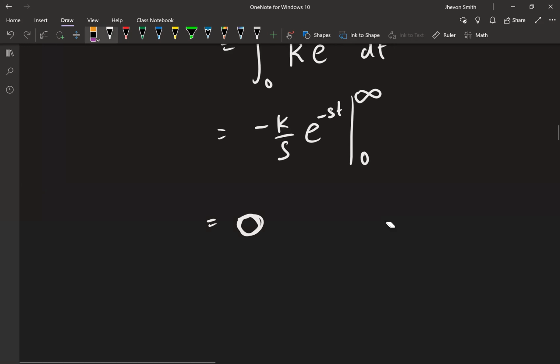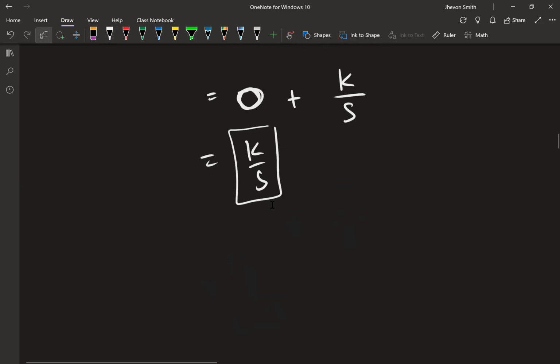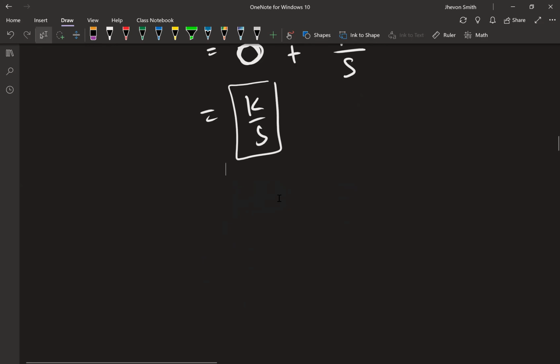Then by the fundamental theorem of calculus, you subtract this, which now becomes a plus. Now you plug in 0 for t. And then we have pretty much k over s. And so k over s is going to be the answer. So the Laplace transform of a constant is that constant divided by s.